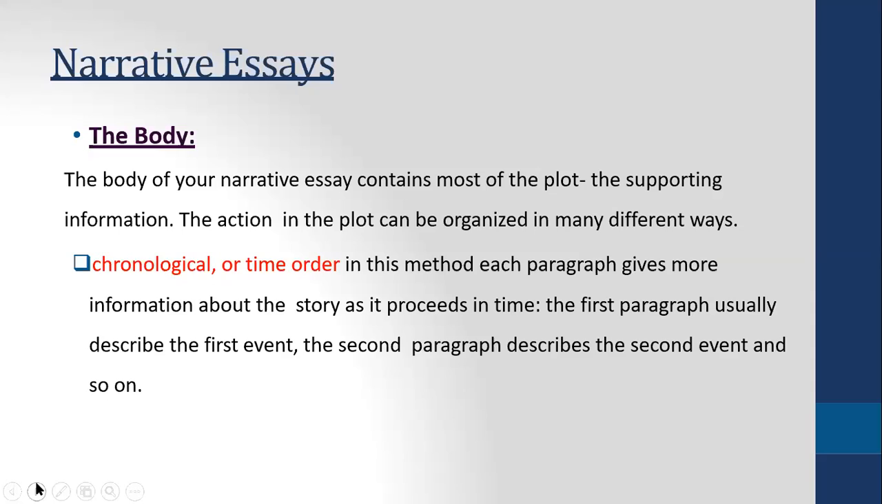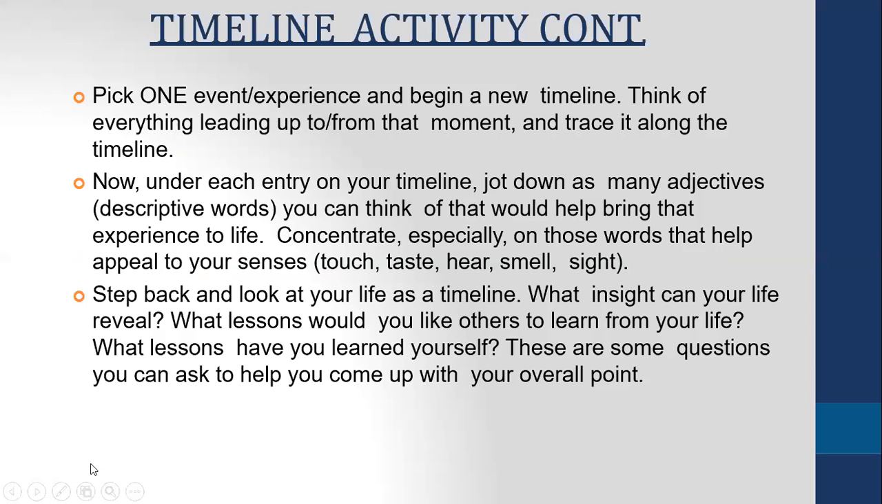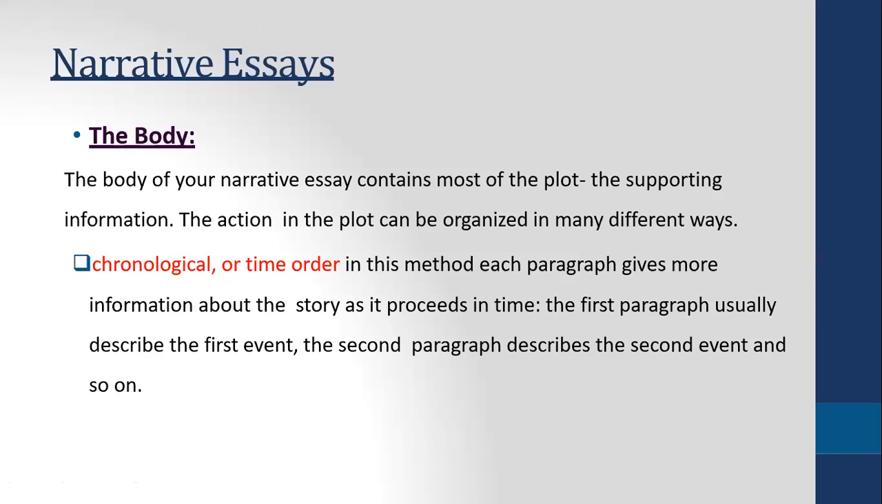In the body paragraphs, it can be chronological or time order. In this method, each paragraph gives more information about the story as it proceeds in time. The first paragraph usually describes the first event, the second paragraph describes the second event. Chronological order means that you first mention the first event that happened in the story, the first situation, then in the second body paragraph, you write about another event that happened. This is how you will form your body paragraphs.